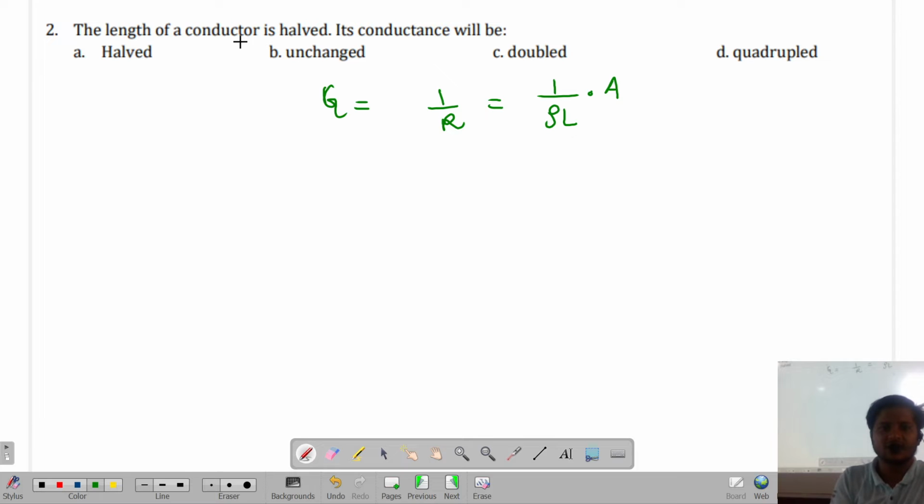So if you decrease the length by half, what is going to happen? Conductance will be doubled or not? Tell me yes or no. So conductance G prime is equal to twice of G.